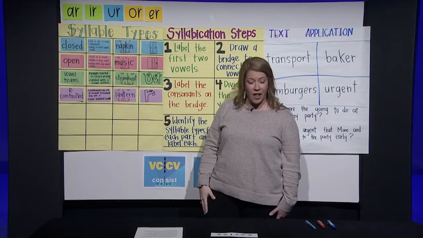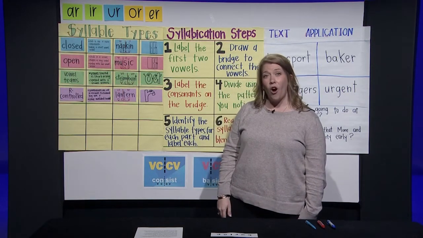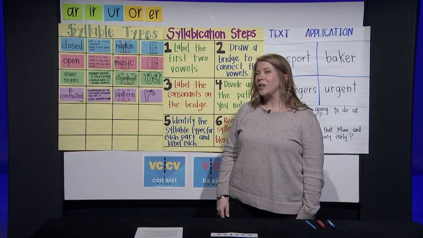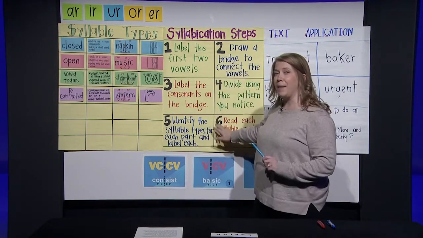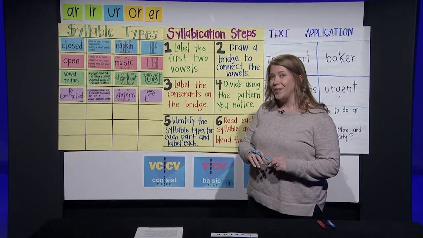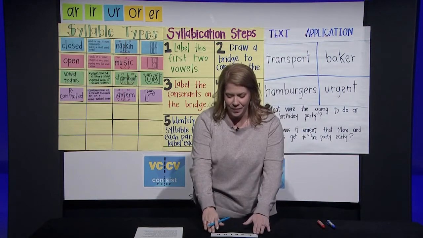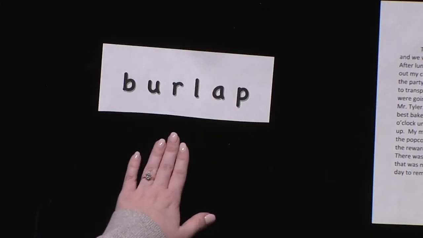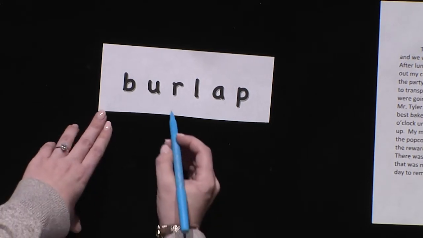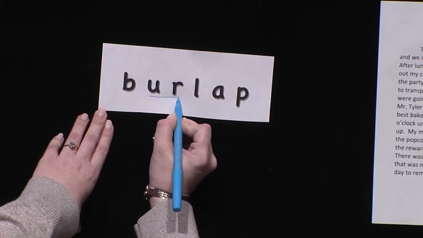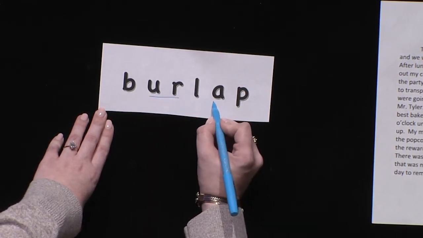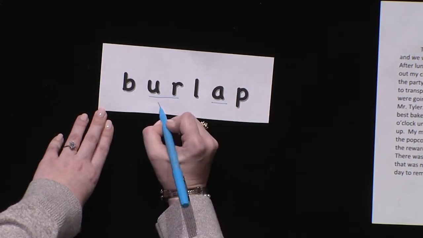So last time we were together, we syllabicated some words that had R-controlled syllables. Before we work together, let's review what that's like. I'm going to work through our syllabication steps on our example word. This is our word. My syllabication steps ask me to identify our first two vowels. So looking at my word, I see a vowel U followed by an R, and I'm going to underline those as one vowel. I also see vowel A. I'm going to label those with a V.